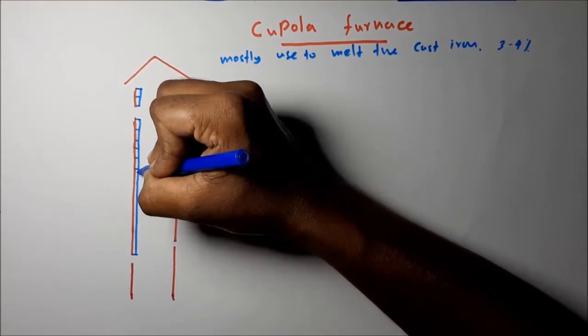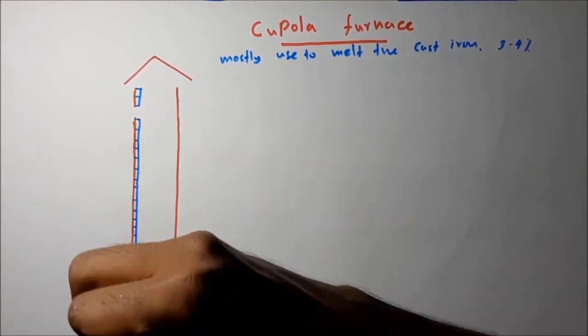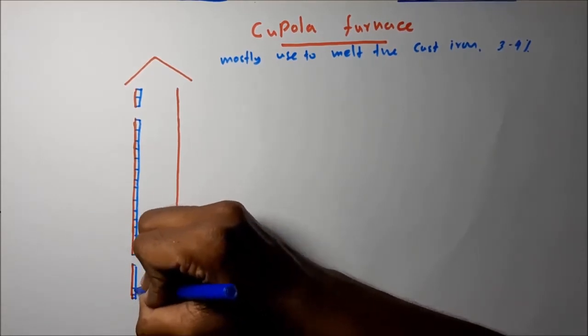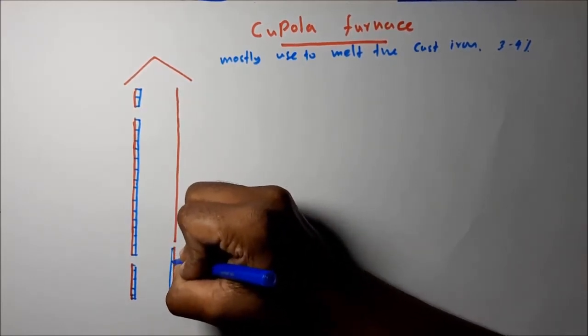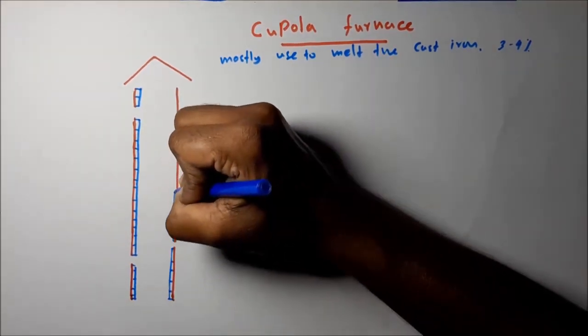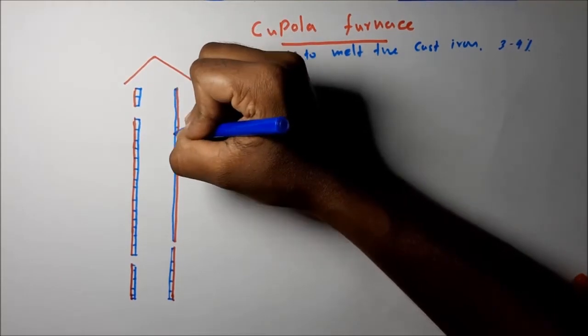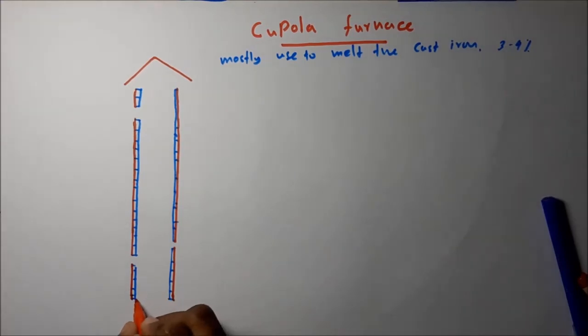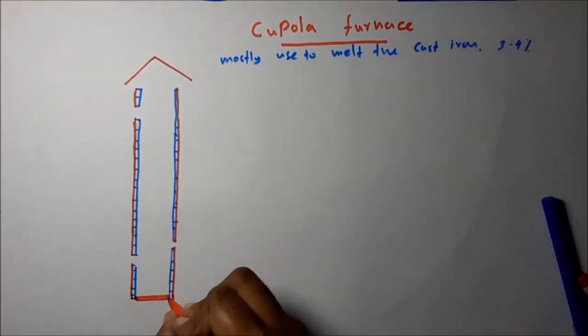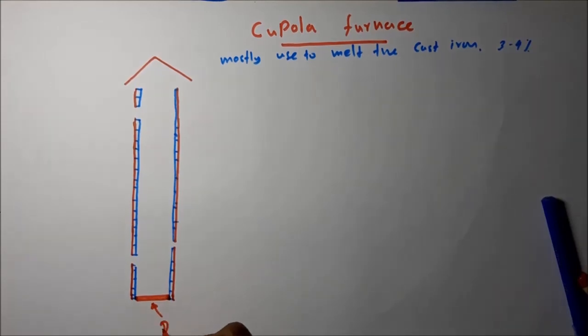The structure is a vertical cylindrical column shape. Fire brick layer and the clay layer. So then it has an open bottom. At this bottom there's a door. This door can open. This is a bottom door. When cleaning, this door can drop. It's called the drop bottom.